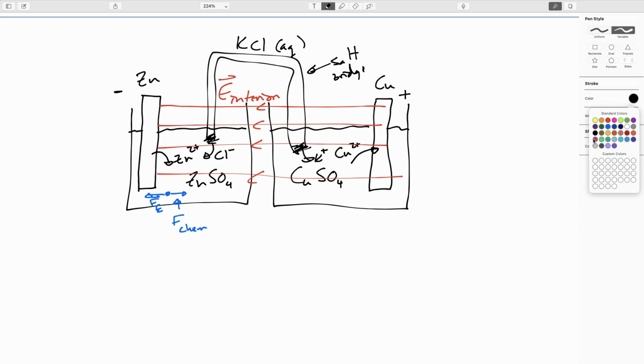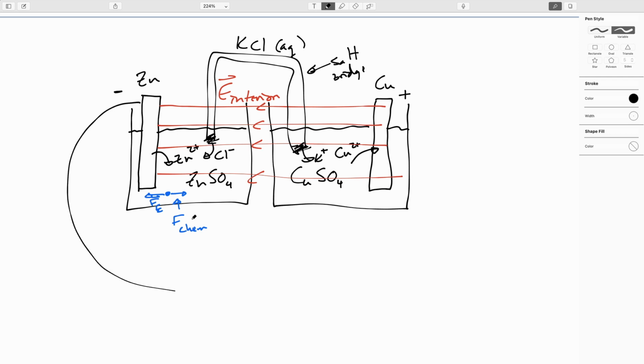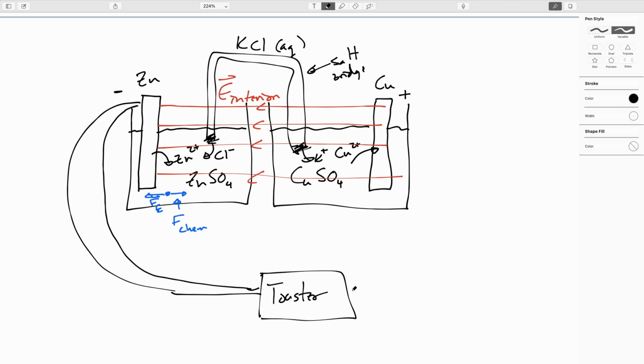So how do I get this to keep running? Well, I get this to keep running by attaching some leads to this. And this time, instead of thinking about a high resistance wire or something like that, I'm going to stick a toaster here, which is actually just a whole collection of high resistance wire. But again, it'll be the same deal.